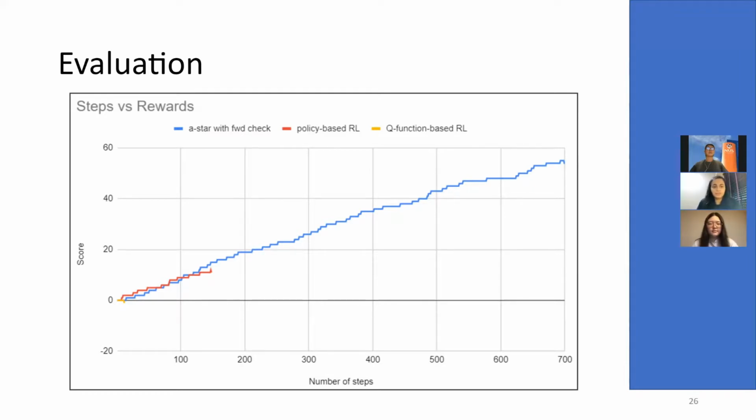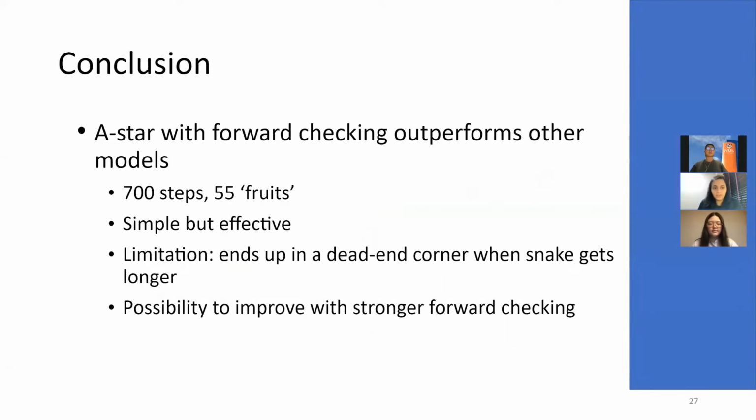So moving on to the discussion of the A-star performance. This model, the A-star with forward checking, clearly outperforms all the other models. As you can see, it lasts about 700 steps or so and receives a reward of 55 fruits. So we can see that it's a fairly simple but a very effective approach. It follows a very basic heuristic of shortest path finding in a grid and sticks to that.